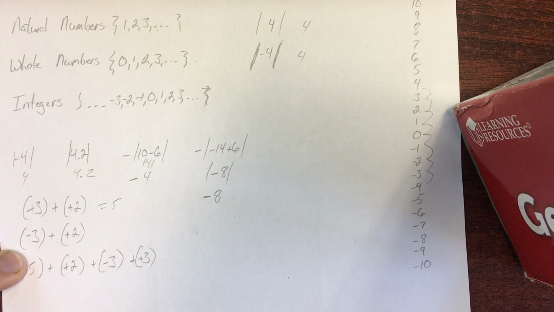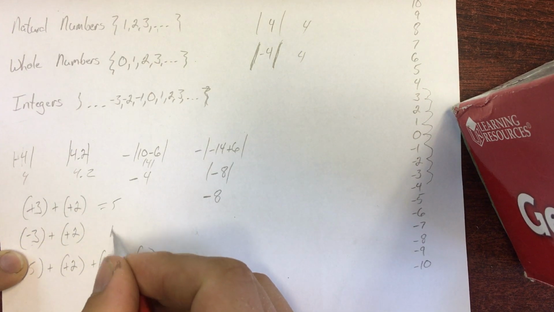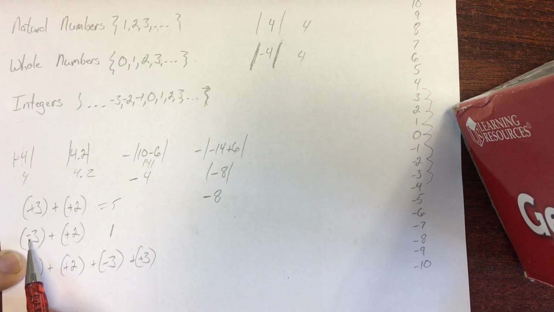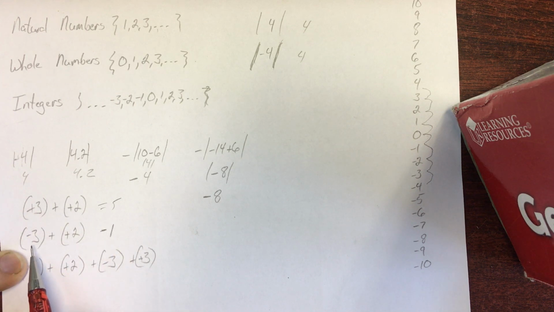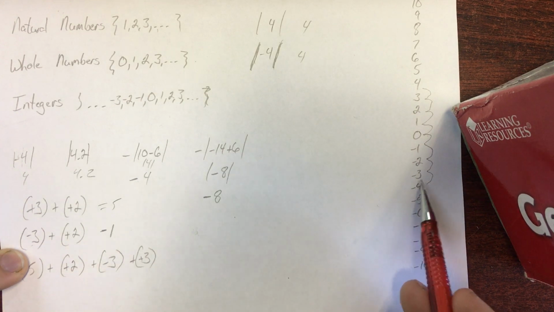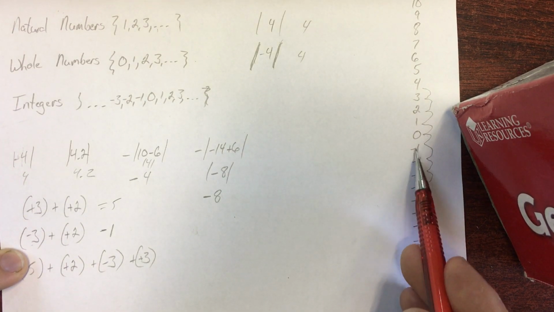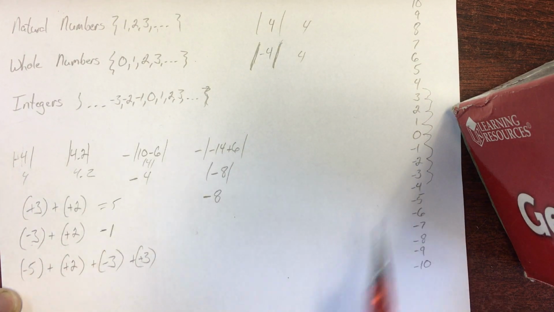-3 plus +2. The way to solve these is to subtract them and give it the sign of the larger number. So subtract, find the difference. What is 3 minus 2? The difference is 1. Which one is larger? Give it the sign of the larger number. 3 is larger than 2, so we're going to give it the negative sign. If you want to see how it works on the number line, we start at -3 and then go up 2. Start down here, -3, go up 1, up 2, we're at -1.